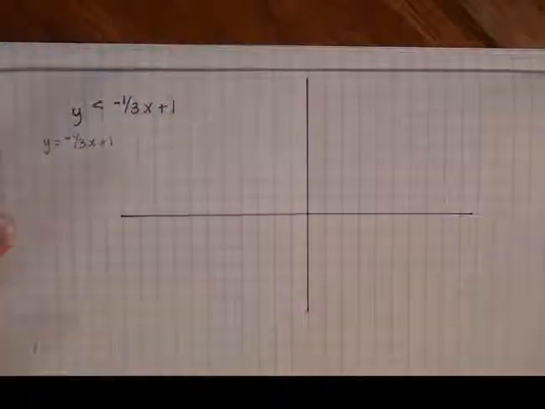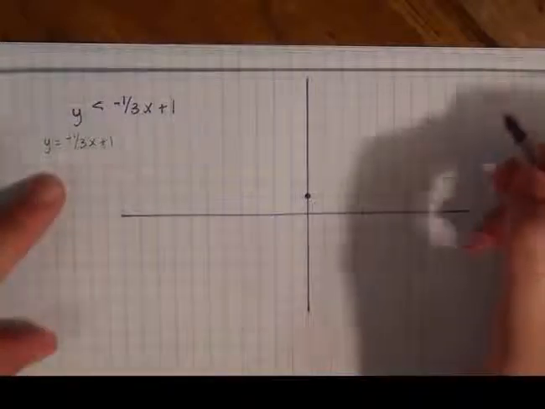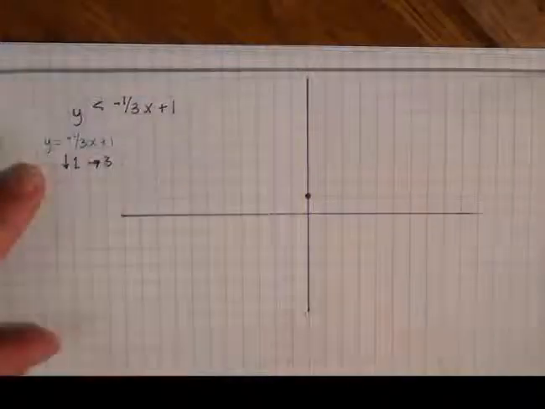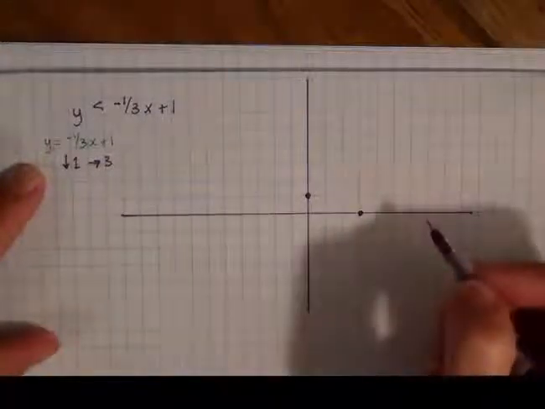I graph the line y is equal to negative 1/3 x plus 1. So I start with my y-intercept at 1, and since my slope is negative 1/3, I go down 1 and over 3. So down 1 over 3, which brings me here.